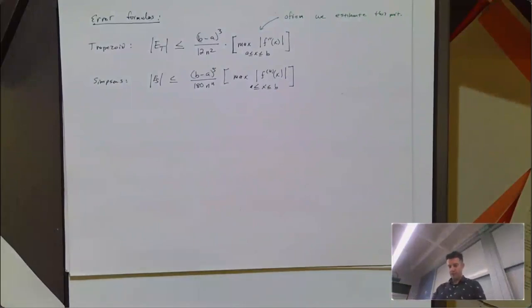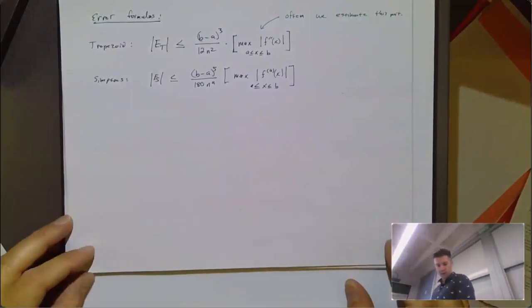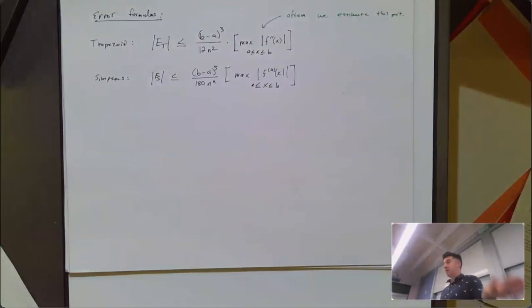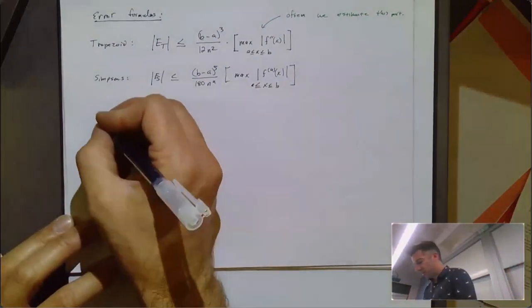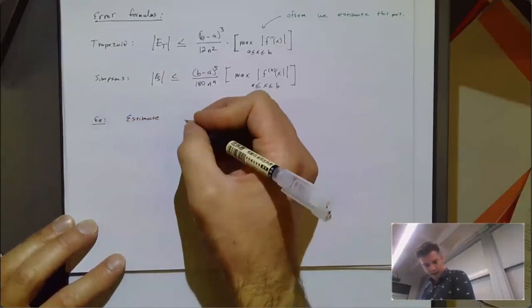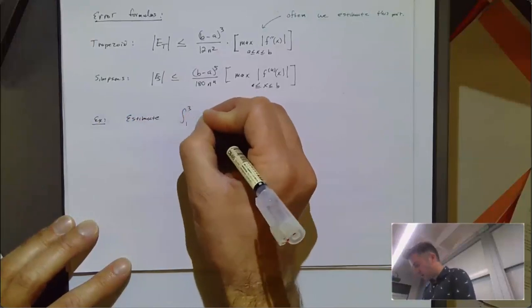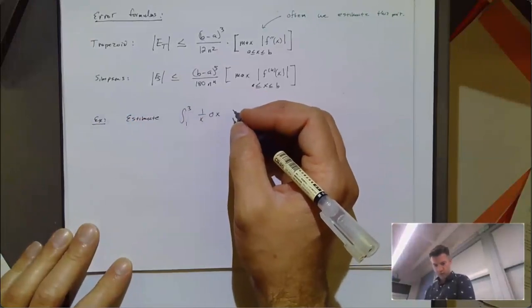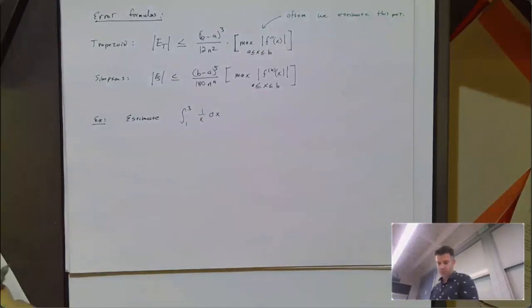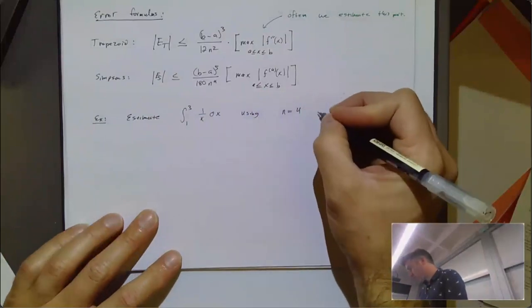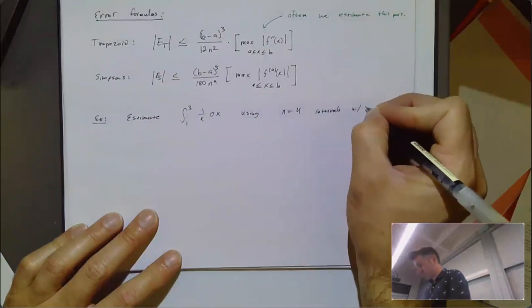So let's look at some examples. Let's start with this not too terrible example. Now, some of these examples are things we could compute anyway, because they're just easier to show. That's not really the point of them, but that's what we're going to do. Let's say we wanted to approximate the integral from 1 to 3 of 1 over x dx, using n equal to 4 intervals, first with the trapezoid method.